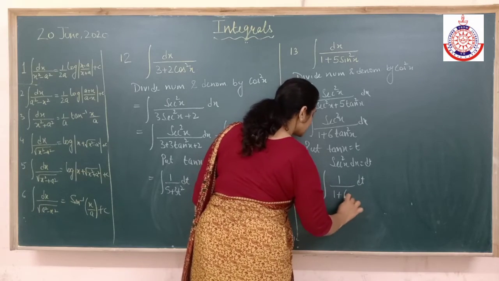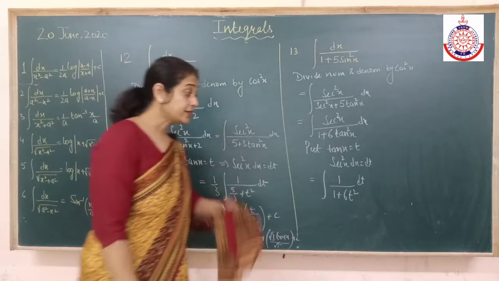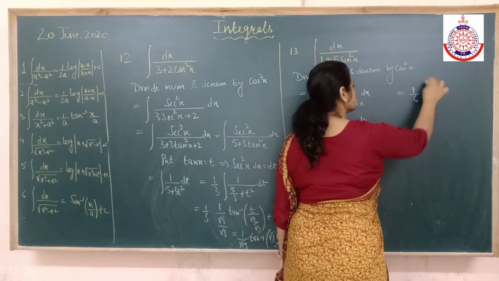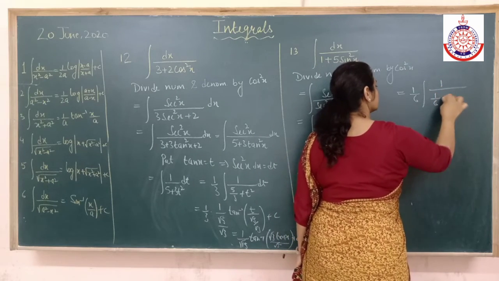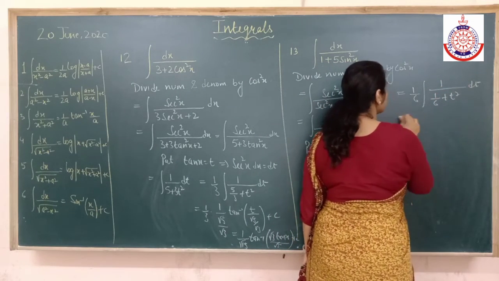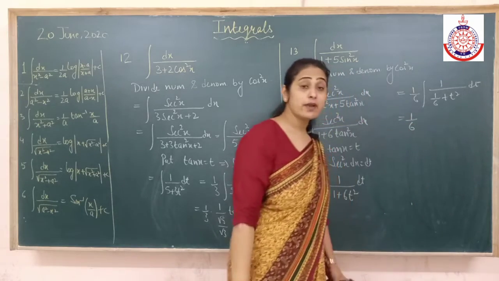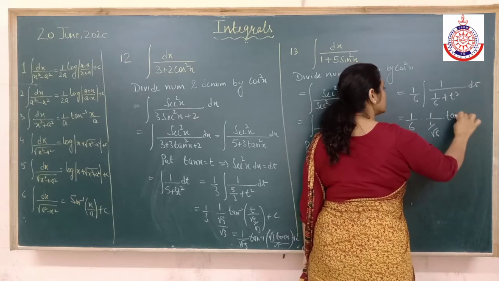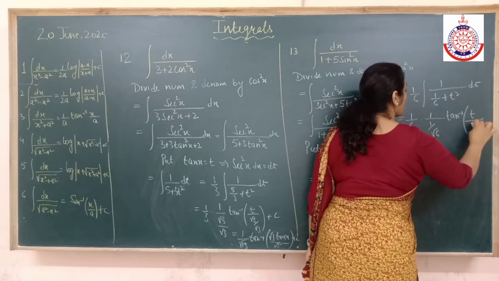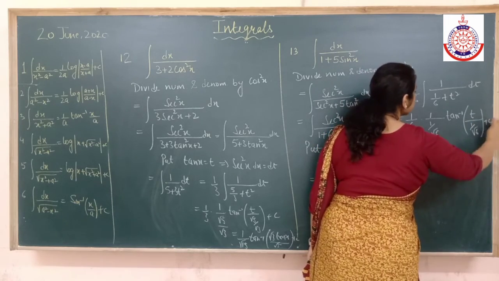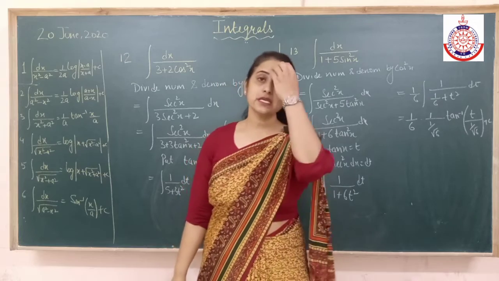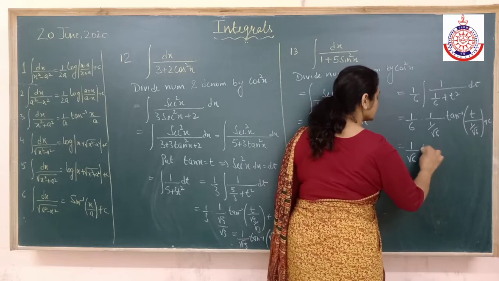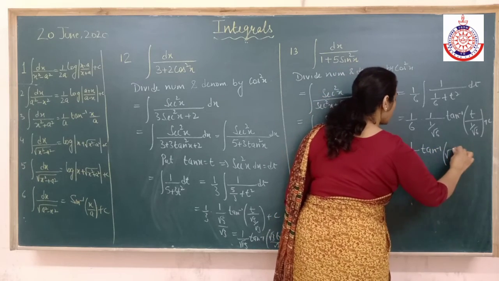1 upon 1 plus 6t square. Alright, so take this 6 common, that's a rule. Again it has fallen into the same form, 1 upon x square plus a square. So 1 upon a tan inverse x by a. So solve it. Root 6 will go up with the value.